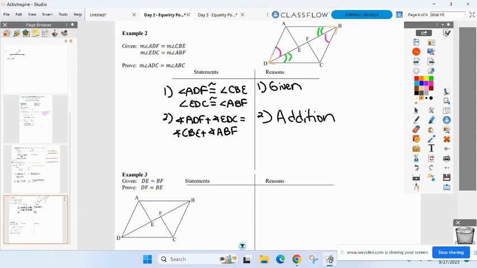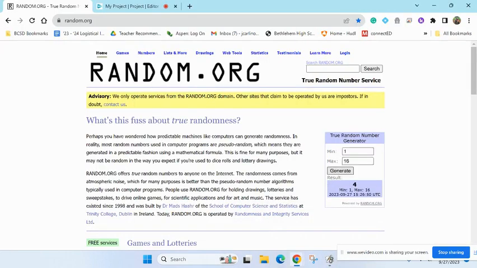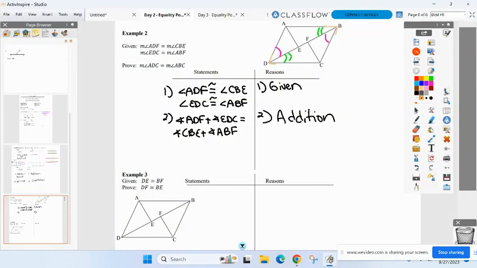And now I need to replace it, right? I need ADF plus EDC. Replace that with what angle? What's the same angle as those two added together? ADF plus EDC, I can replace that with angle ADC. Good job. Be confident. Don't question yourself.